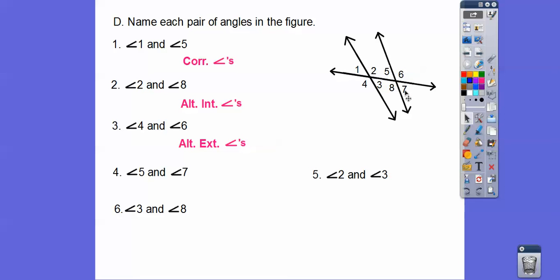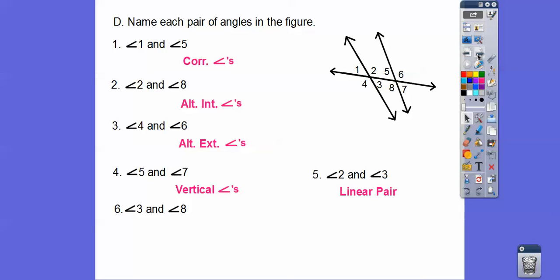5 and 7. Do you remember this? This is from lessons, lots of lessons before. These guys are called vertical angles. Don't forget about those. Vertical angles are always congruent no matter what. Okay, 2 and 3, these are from the last lesson. These are a linear pair. Those guys are always supplementary no matter what.